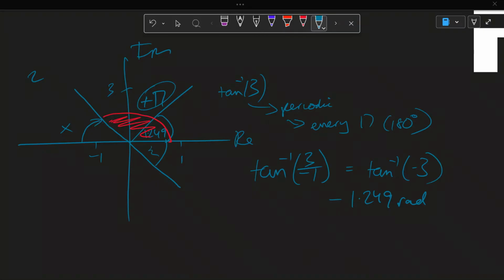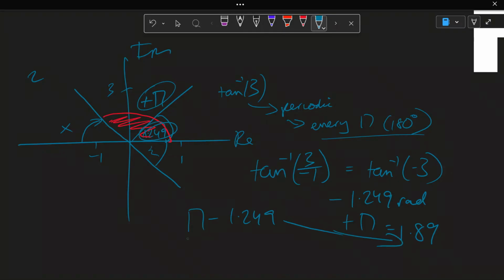To rectify this, you need to get to the next possible solution. So you'd have to add pi to this, because we've said every pi the tan function repeats, which would give you 1.89 radians, which would be our argument for minus 1 plus 3i. Alternatively, you could have also had pi, which is this whole thing, 180 degrees, minus 1.249, and this would still give you the same value.